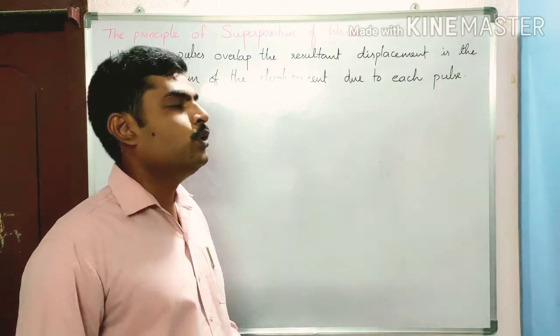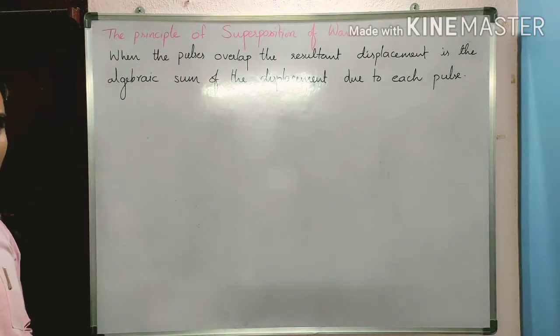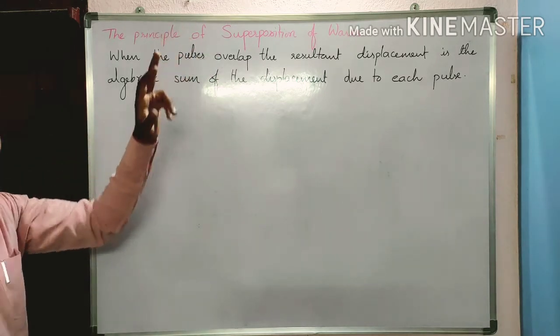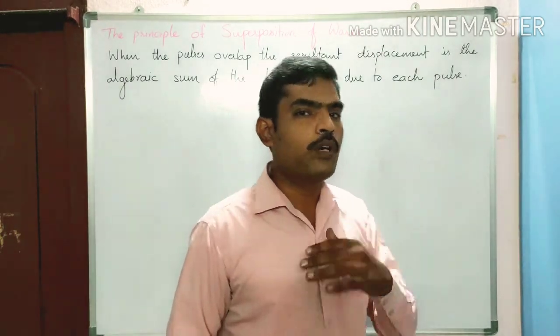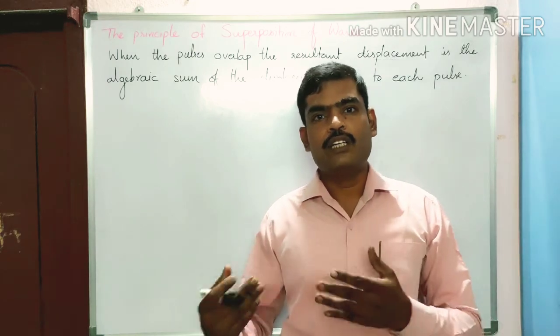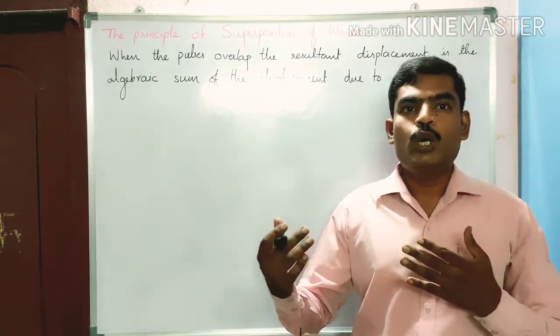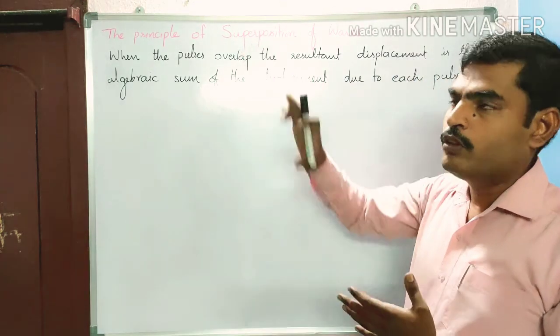So in this video, we are going to discuss the principle of superposition of waves. What is superposition? Superposition is simply the overlapping of waves one over the other. When two waves are traveling either in the same direction or in opposite directions, when they overlap each other, that is called superposition of waves.